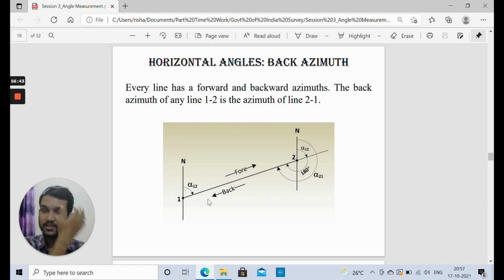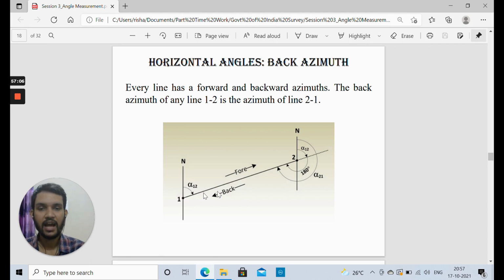This you can easily remember: the difference between the fore bearing and back bearing is always equal to 180 degree. The difference between the actual fore bearing and the back bearing, the fore azimuth and back azimuth of a line is always equal to 180 degree. This you always need to remember. You can even check it here.